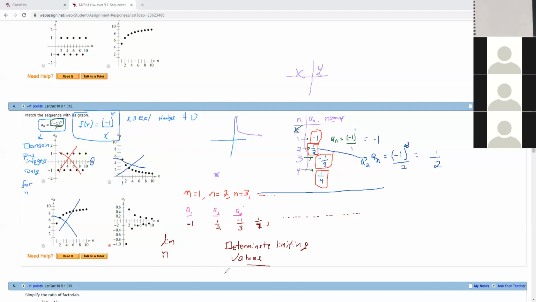Negative infinity over infinity. Well, good. That would be when we get a friendly indeterminate, and then we would have to use L'Hopital's to change the form of the equation so that we can make it into one of these determinate limiting values. So that's when we get indeterminate. When it does not exist. So not exist, good.